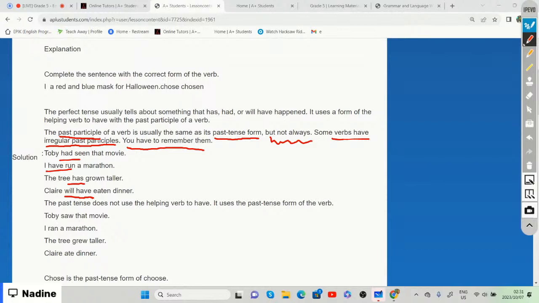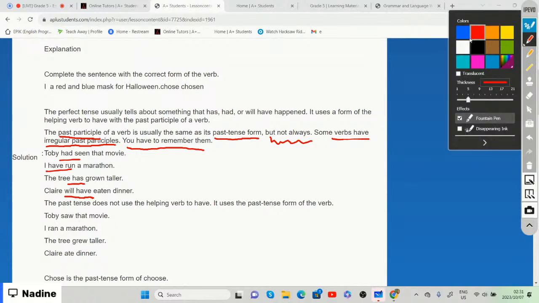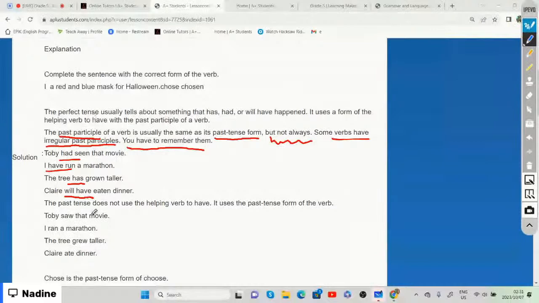And then we have the past tense. The past tense does not use the helping verb to have. It uses the past tense form of the verb.